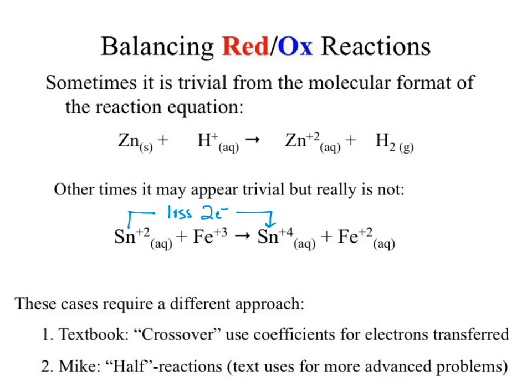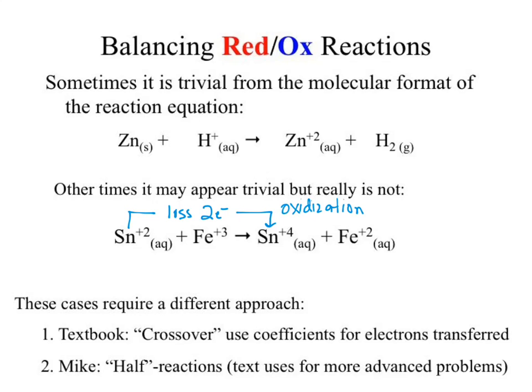So what's our mnemonic device? Oil rig, or LEO says GER. Thanks for the oil rig. LEO says GER is our better one. Okay. Loss of electrons is oxidation, or an oil rig. Oxidation is loss. If we've lost electrons, we are looking at an oxidation reaction.